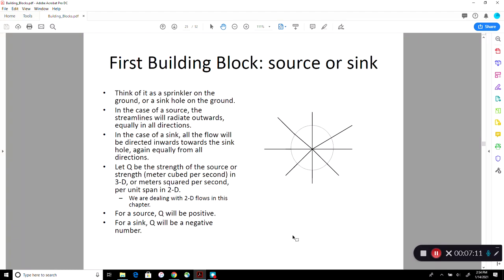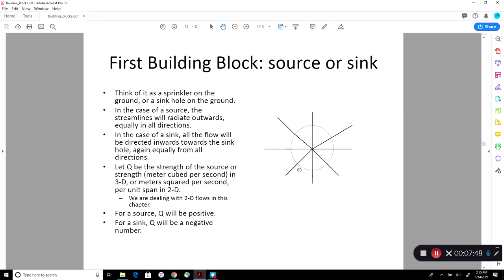The very first building block, or Lego piece, that we look at is called a simple source in 2 dimensions. Later on, we are going to do 3-dimensional sources, sinks, and everything in a later video. Since this is 2-dimensional, it's in the XY plane. This is like a sprinkler. When you turn on the sprinkler, it shoots out velocity equally in all directions. There's no preferred direction.